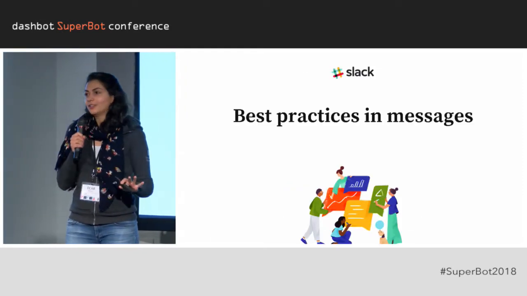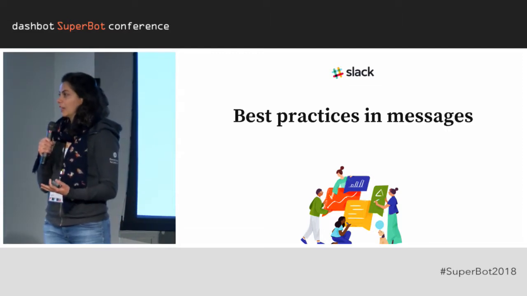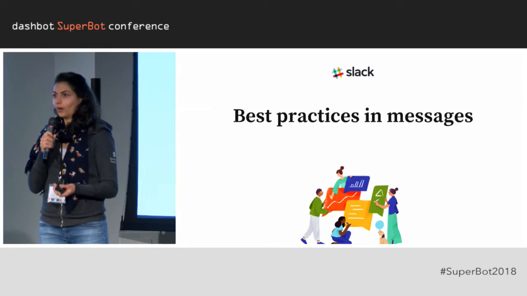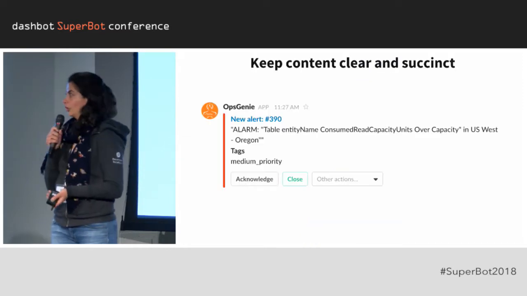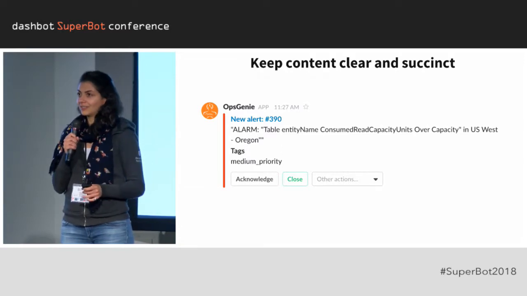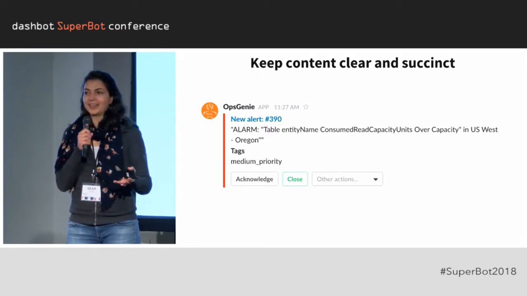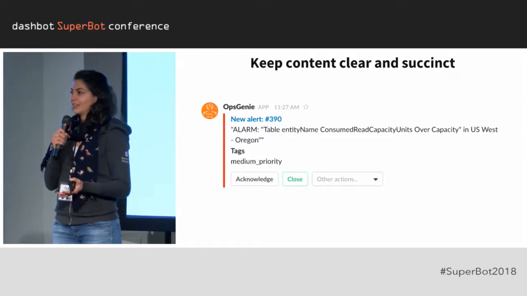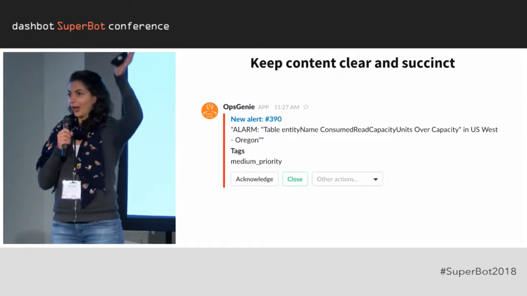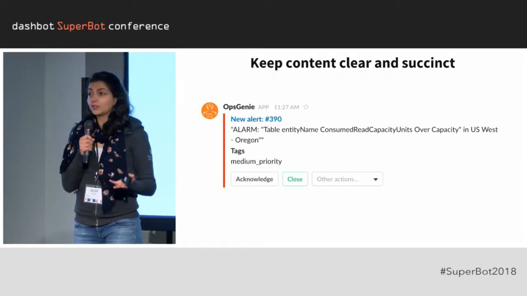Beyond thinking about what type of work has to happen in Slack, we've seen a couple of best practices emerge for what messages themselves should look like. Keeping content clear and succinct seems like an obvious thing to say. Of course you want to be clear in your message, but how many of you have tested extensively with users for clarity? I hope I see some hands, but I'd be surprised if I see all hands. This actually pays huge dividends.